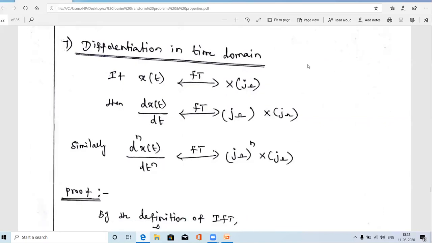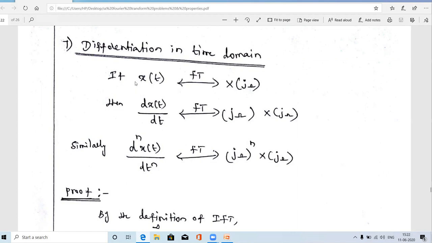This is a very important property in order to analyze the continuous time system. In the next unit we are going to solve the system equation by the use of the Fourier transform. In order to analyze that particular continuous time system, we must use this differentiation property. So what does the differentiation property mean?